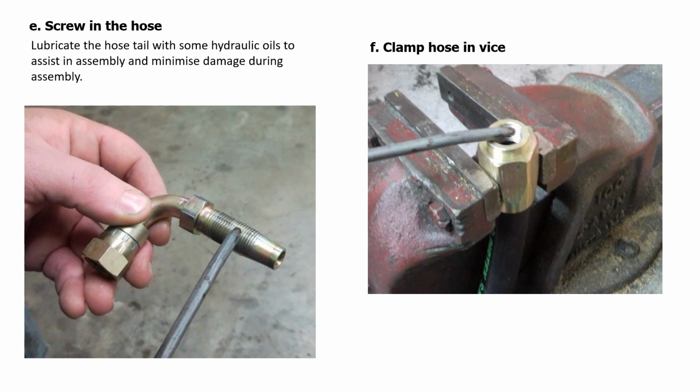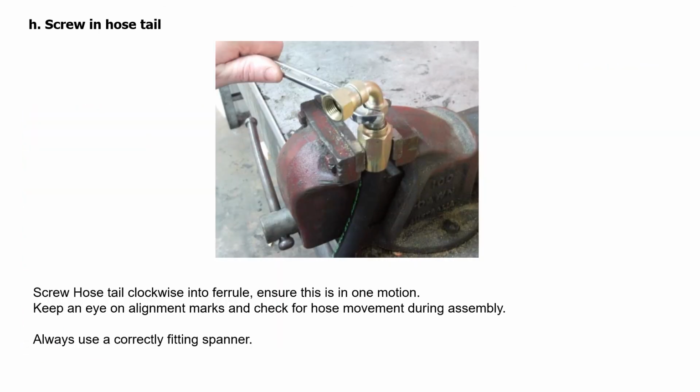Let's screw in the hose tail. Firstly, let's lubricate the hose tail with some hydraulic oil, then clamp the hose and ferrule assembly in the vise. Do not over tighten the vise, as you could distort and damage the ferrule hose assembly. Use vise guards or custom built clamping devices for this process. The hose tail has a right hand thread, so screw into the ferrule hose assembly until you can't go any further, then use the correct fitting spanner to wind the hose tail into its final position.